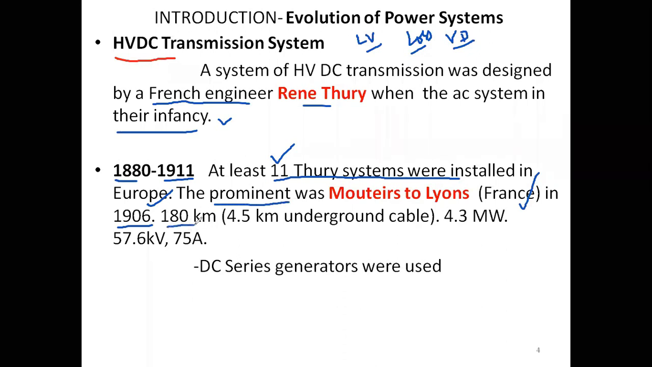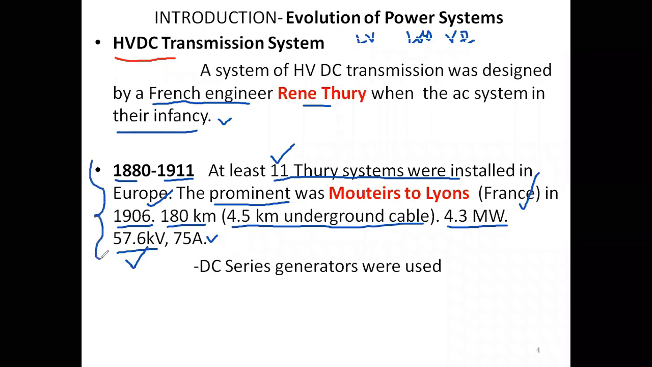It spanned a distance of 180 kilometers, of which 4.5 kilometers was underground cable. It was transmitting power of 4.3 megawatts at a voltage of 57.6 kV, which is a very high voltage, and a current of 75 amperes. It was the high voltage DC system period, 1880s to 1911.